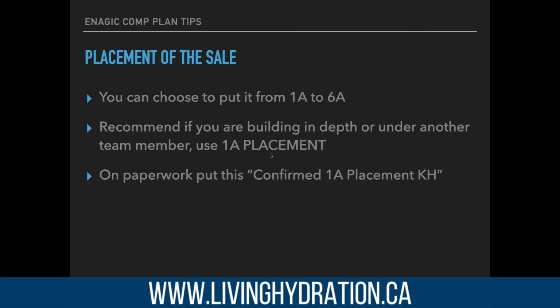Now, if you have a business partner who's a 4A and you want to put a sale underneath them to help them grow their business, and we're going to show some examples in a moment, you could put it in a 4A and that person would make 4 points. Or you could actually put it as a 1A, meaning that the person is only going to make 1 point and the other 7 points is going to trickle upline, probably to you who's putting the placement there. So whenever you want to do this, you want to make sure you're on the paperwork, you put confirmed 1A placement with your initials.